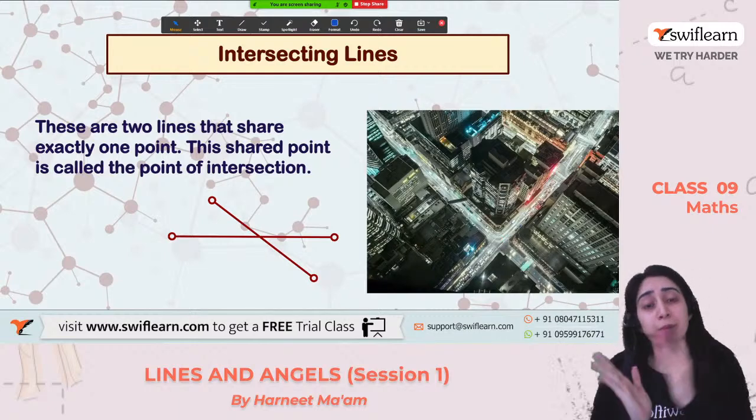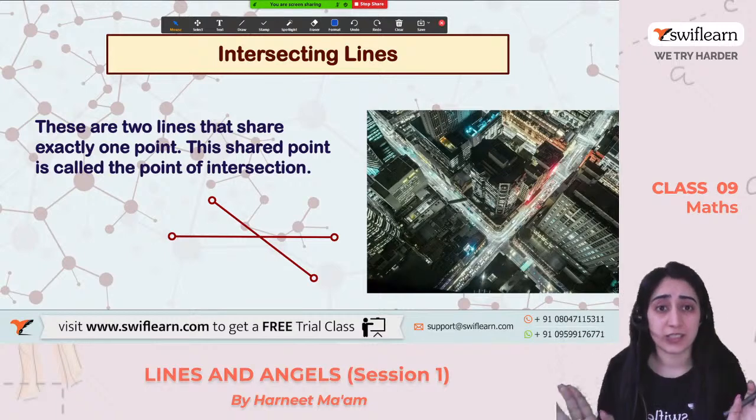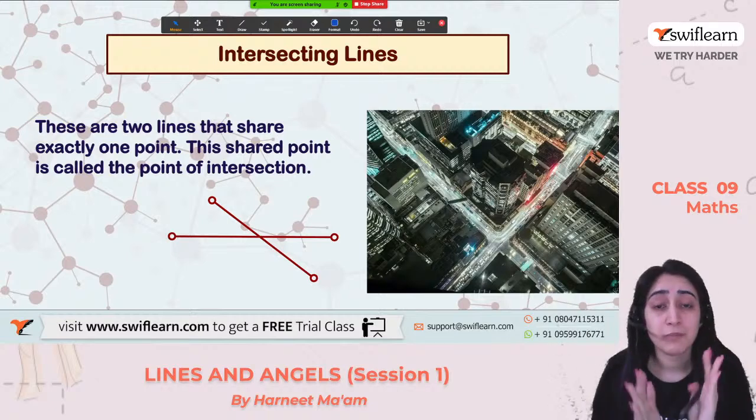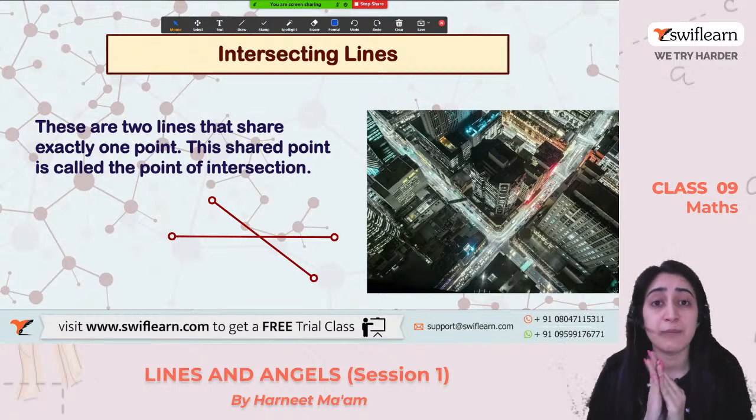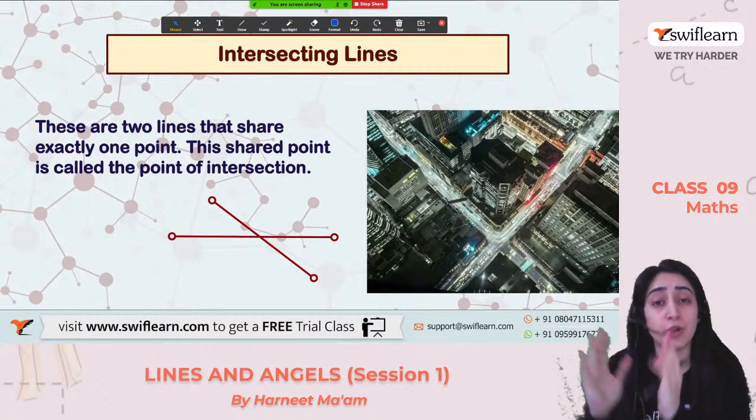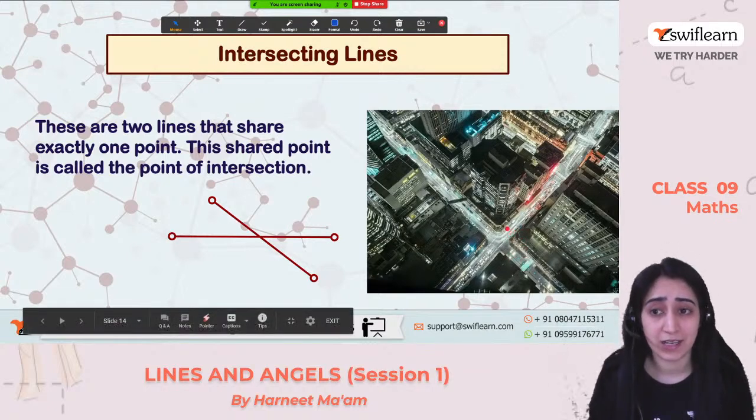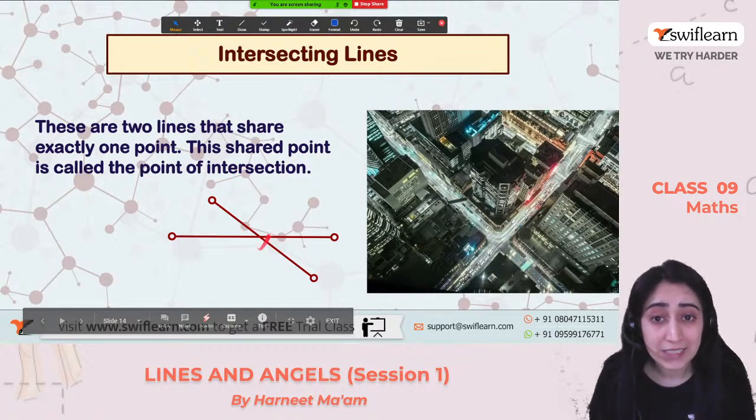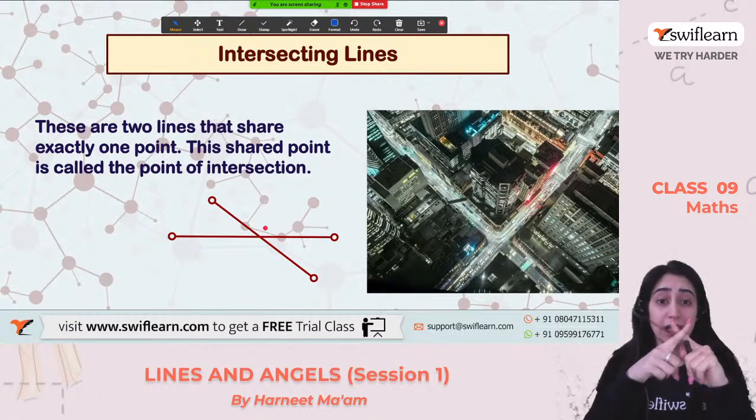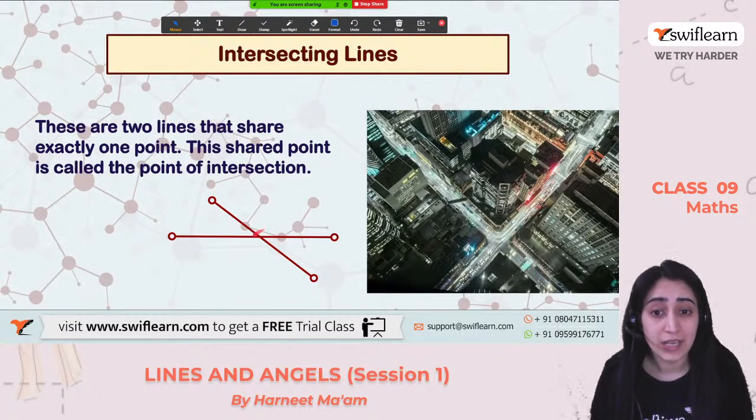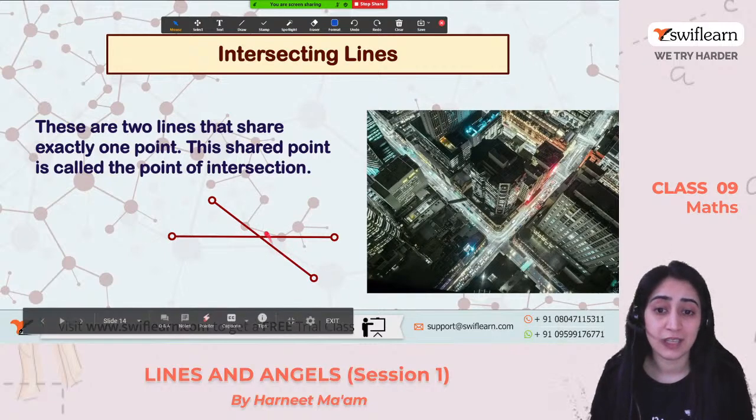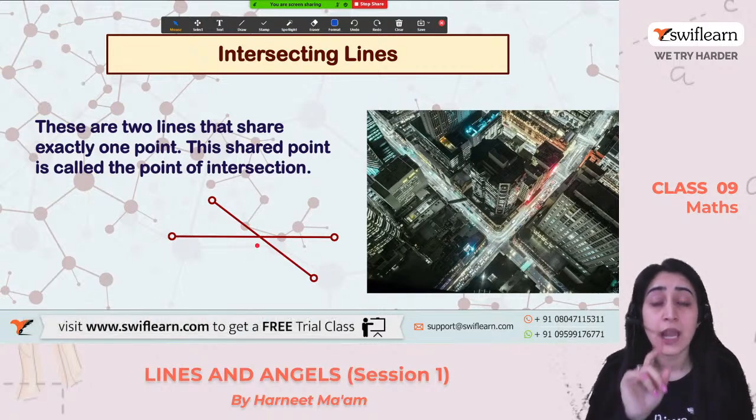Pretty easy. The perpendicular lines and the intersecting lines are just the same, the two lines that meet. But what makes them apart is that when they meet and make an angle of 90 degree, we call them perpendicular lines. But when they meet and do not make a 90 degree angle, they can make any weird angle, then we call it they are intersecting lines. These are two lines that share exactly one point. So they are meeting at a point. This shared point is called the point of intersection. So this point at which these two lines are meeting, this is called the point of intersection. And see in this example, you will see there is no 90 degree formed. So we are here at a point of intersection.